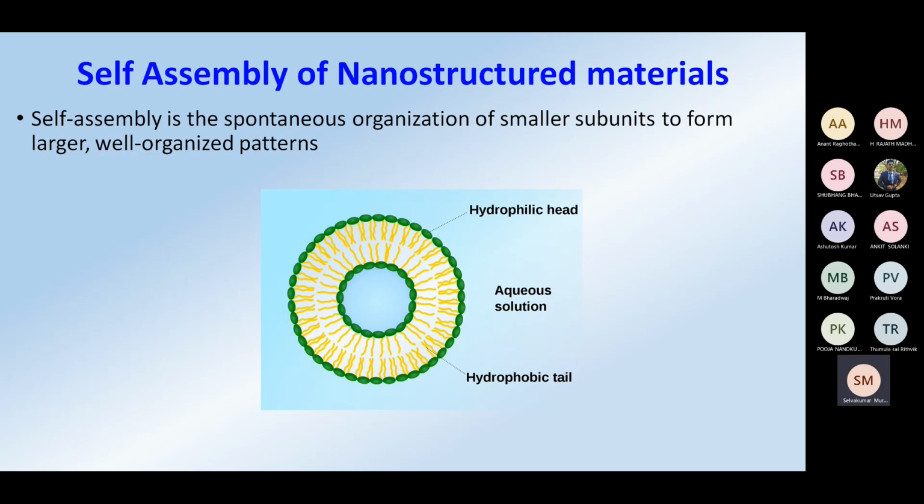We'll see. One general explanation is that self-assembly is the spontaneous organization of smaller subunits to form large or well-organized patterns. For example, you have a surfactant with a hydrophilic head and a hydrophobic tail portion. The moment you mix them with aqueous media, think of sugar and water. If you take 10 grams of sugar and dissolve it in water, it dissolves.